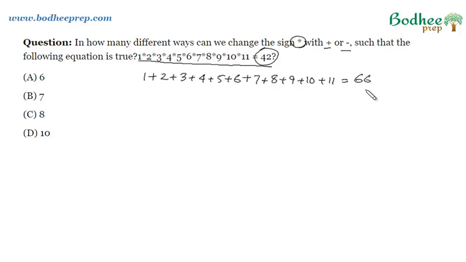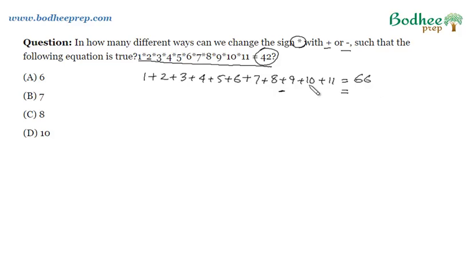So rather than getting 42 right away, let me just change one plus to minus. Suppose I'm changing the plus of 9 to minus, and I'm keeping all the rest with plus signs. What would be the corresponding sum? Will it be 9 less than 66? That's the question, and the answer is no. It would be 18 less than 66. Fine, that is the logic we'll be getting here.